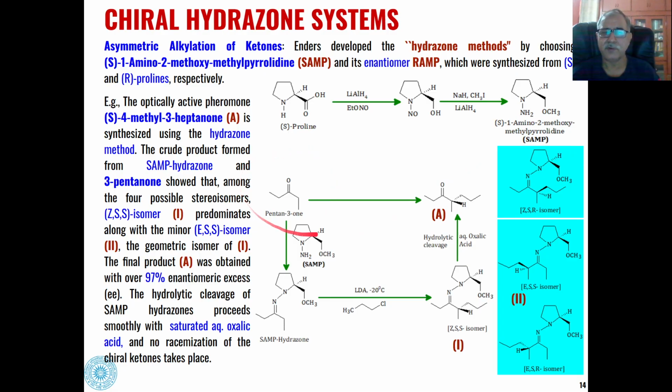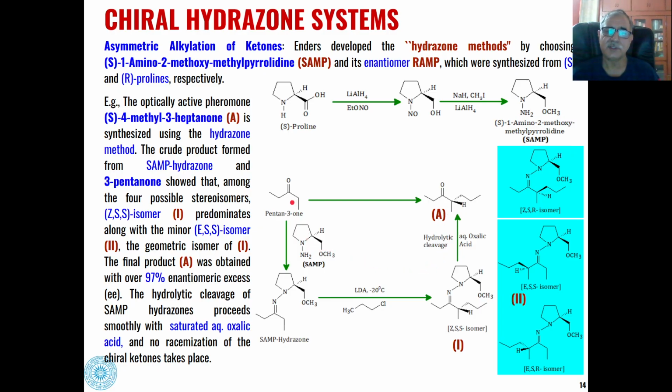So one example is synthesis of optically active S-4-methyl-3-heptanone. This can be synthesized from pentan-3-one, which is optically inactive, and alkylation through use of SAMP as chiral auxiliary will lead to the formation of the S product. So if we use RAMP, then we will get R-4-methyl-3-heptanone as the product.